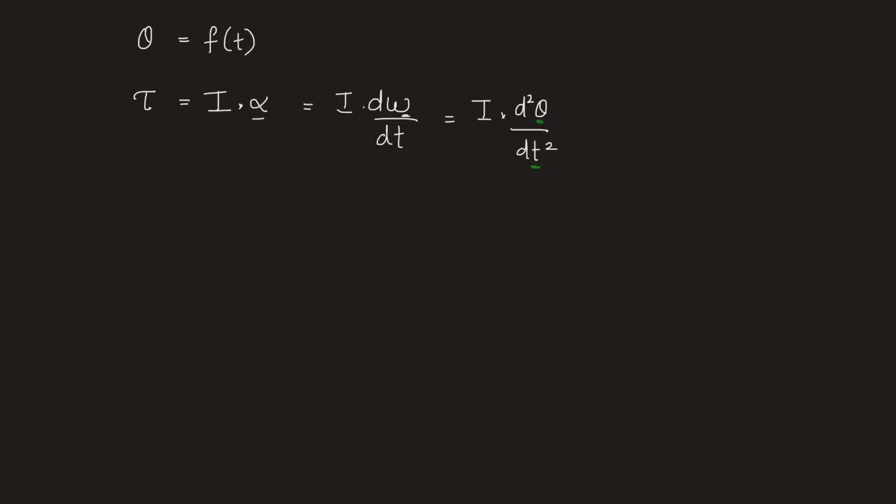Now, we can see that we have both variables theta and time here. And if we integrate this, we can get theta in terms of time. So after rearranging, we get tau by I equal to d2 theta by dt square. And then integrating both sides, we will get tau by I into t plus constant of integration, let that be C1, is equal to d theta by dt. We need to integrate this one more time. So tau by I into integration of t is t square by 2 plus integration of c1 is a constant, so we have c1t plus another constant of integration c2 is equal to theta.